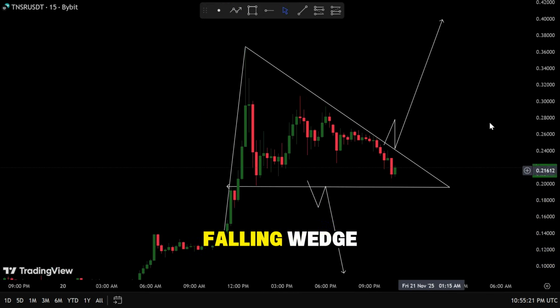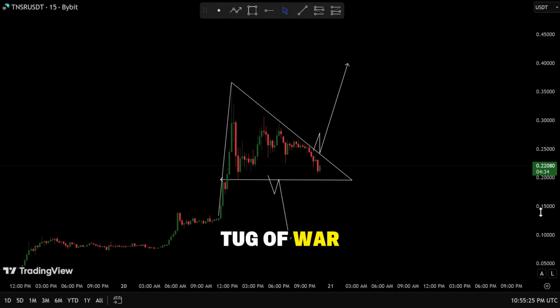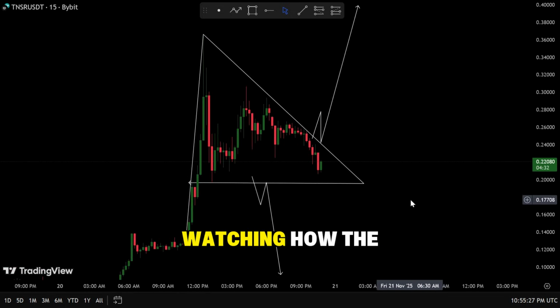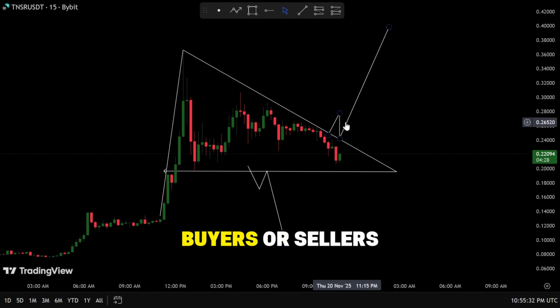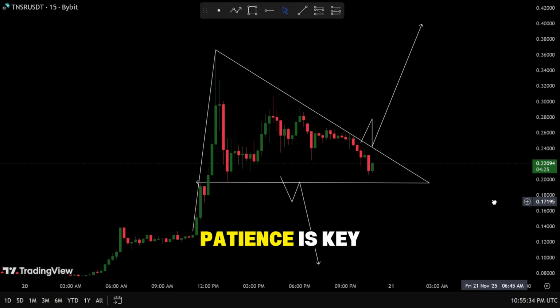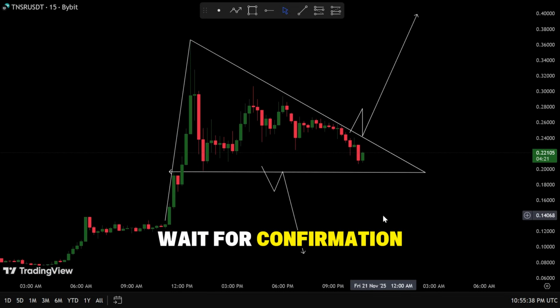Patterns like the falling wedge are not just lines on a chart. They represent a tug of war between buyers and sellers. Watching how the price reacts at these breakout points tells us whether buyers or sellers are confident. Patience is key. Don't jump in early and always wait for confirmation.